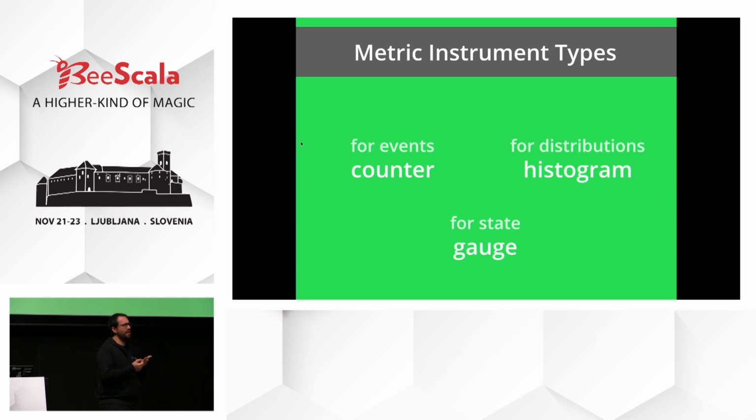Gauges are usually something you will not use a lot because they're not that useful, but they just tell you what is the current value of something. So if you started your app and set a gauge to have a value of 100, it will always say 100 until you change that value. And all metrics libraries out there have a way of giving you this.